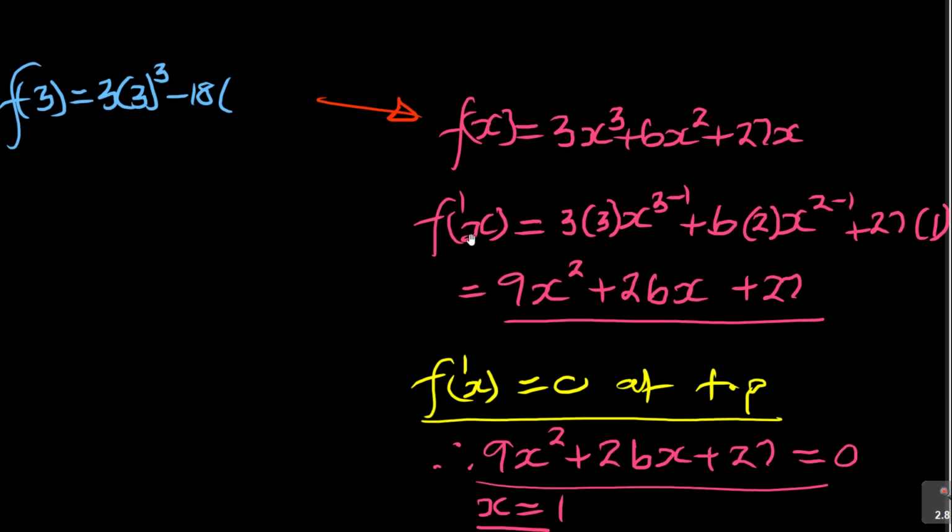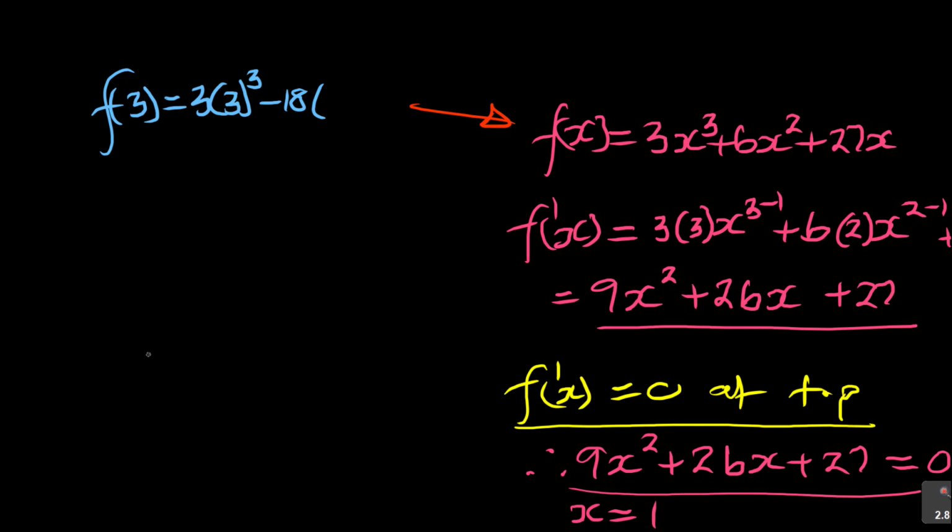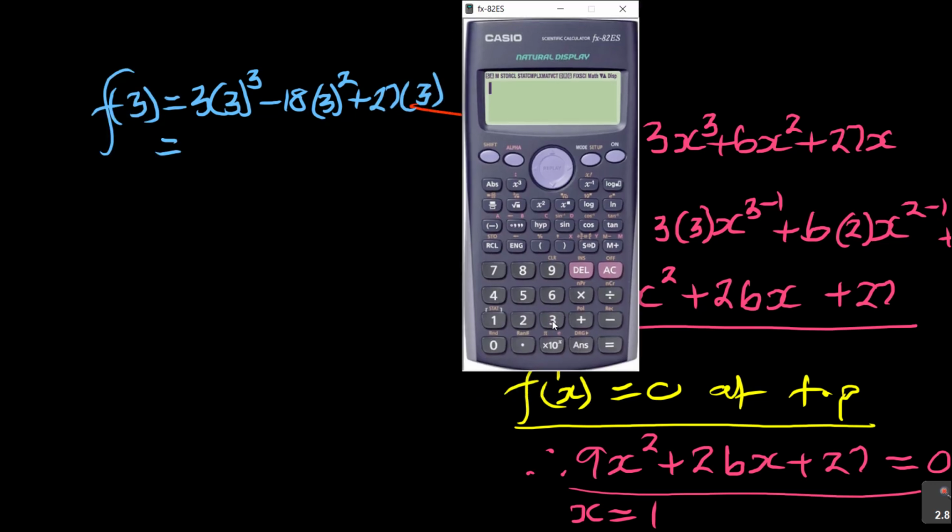But you can well verify it, and then you put here 3 cubed minus 18 times 3 squared plus 27 times 3. This one, by the way, is the one where the turning point is also the x-intercept. You get 0 here. From the graph you can see that that point was equal to 0, so it didn't need us to calculate this, but let's just do it anyway.